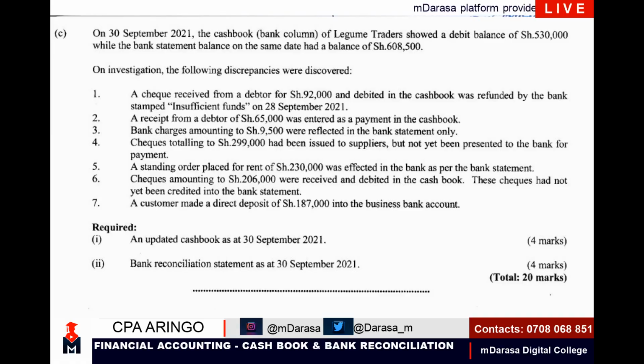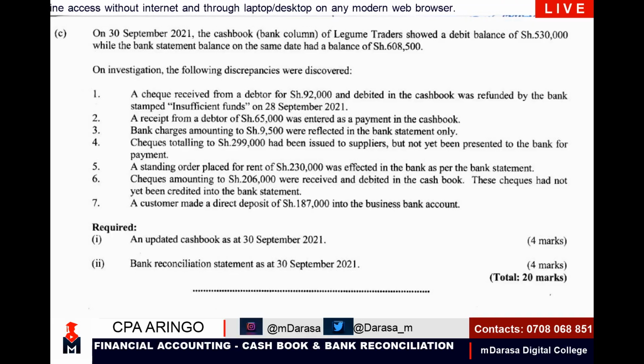Note 4, checks totaling 299,000 had been issued to suppliers but not yet presented to the bank for payment. The concept to do with unpresented checks. Note 5, a standing order placed for rent of 230 was effected in the bank as per the bank statement. Remember, a standing order is a direct debit, which was done in the bank directly. And as accountants, we didn't have that transaction. So we have to record it in our cash book because it was not recorded. Recall what we mentioned in the first case.